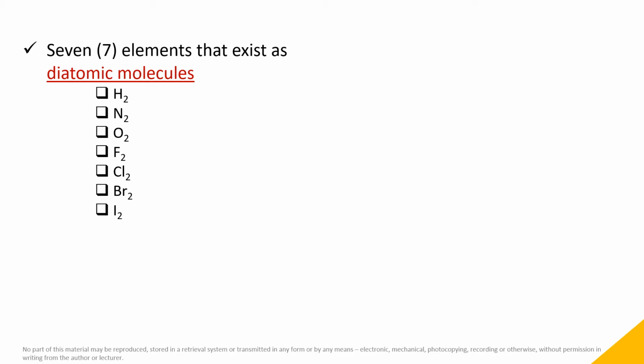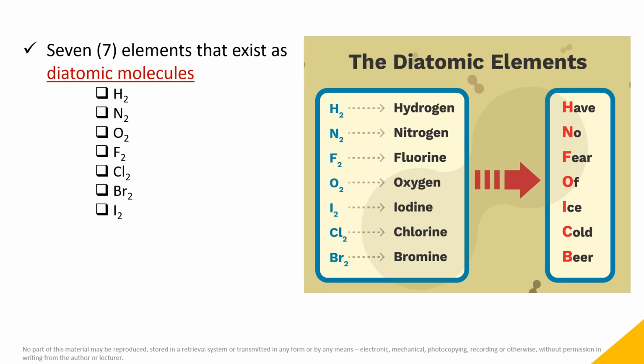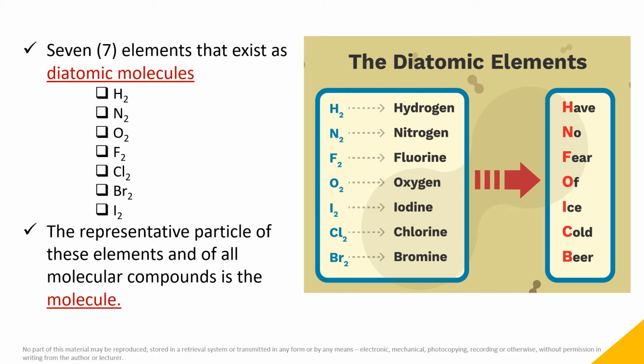To better remember the 7 elements, you may need to remember this mnemonic: Have no fear of ice-cold beer. Have for hydrogen, no for nitrogen, fear for fluorine, of for oxygen, ice for iodine, C for chlorine, and B for bromine. So the representative particle of these elements and all of the molecular compounds is the molecule.